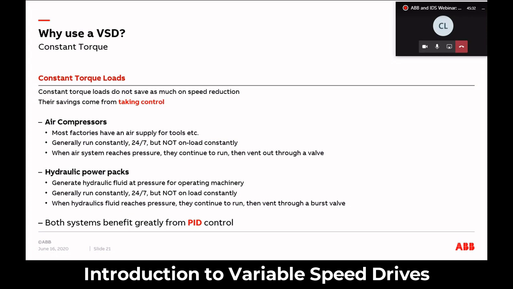Now, both of those systems can benefit greatly from PID, and I won't go into too much detail. We can look at the feedback of that pressure, and depending on what our set point is, we can vary the speed of our drive and motor to meet that demand. Once we've met that demand, we can slow down the system to a point where we can come to a complete stop, and it'll only speed up again if demand or pressure drops to a point where we need more to keep the system running.